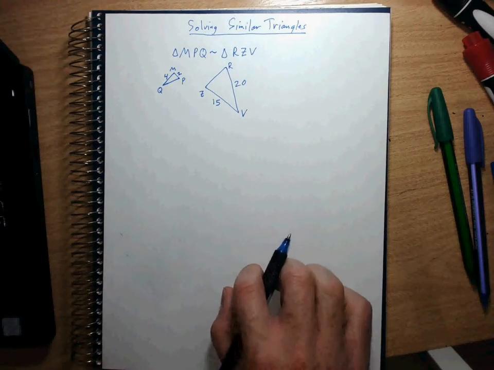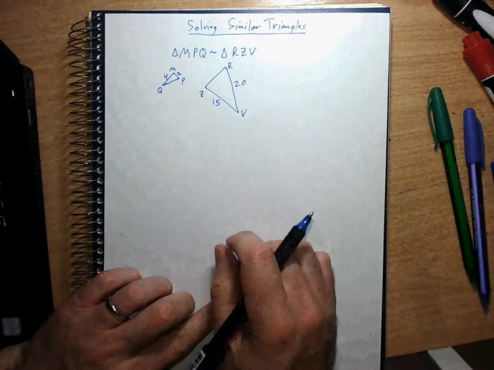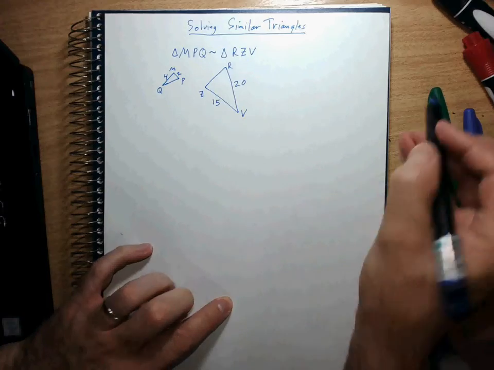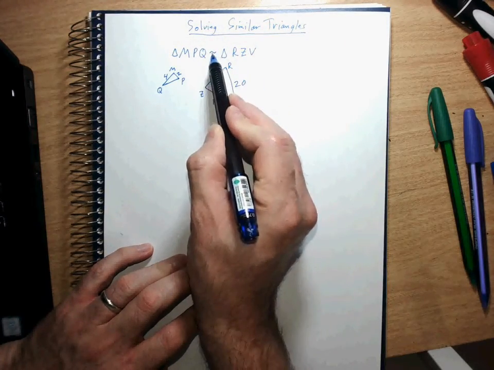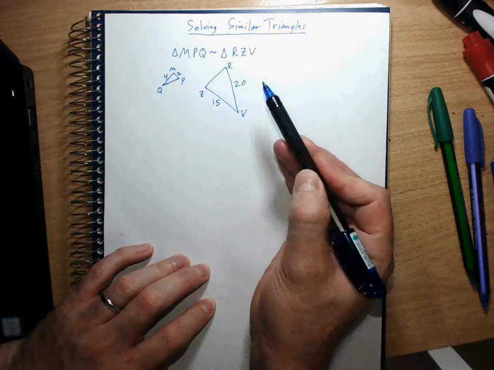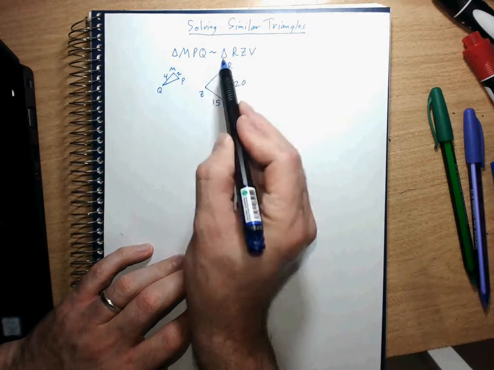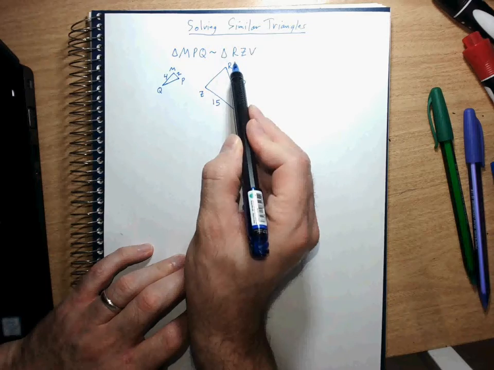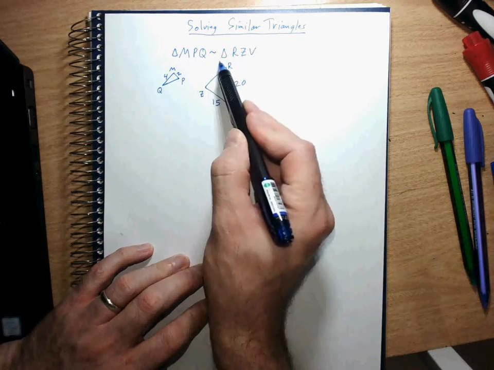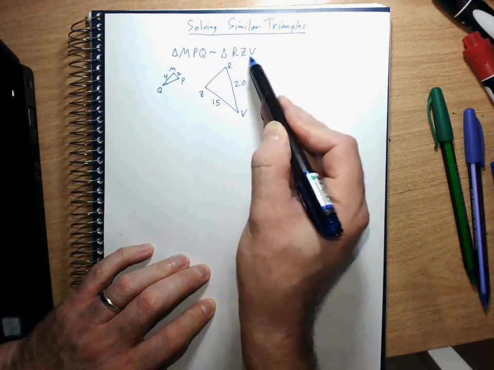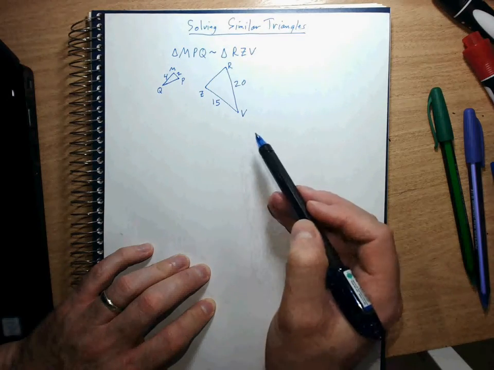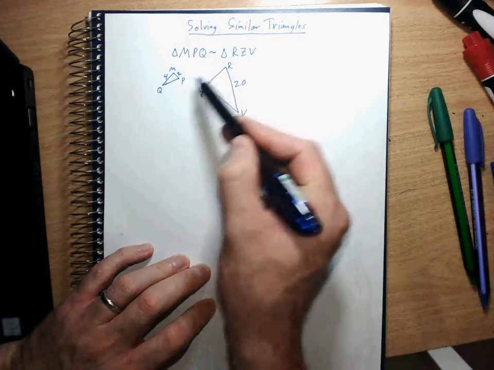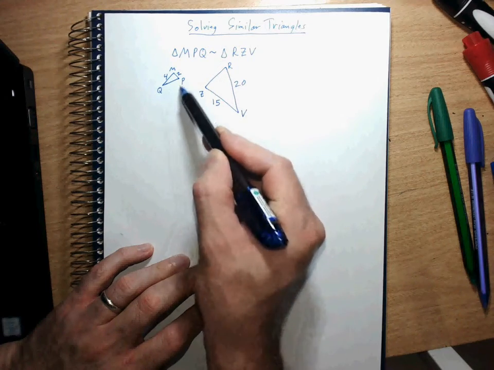Hello, and we're back. We are solving similar triangles today. You'll notice we have this statement here, and this symbol, this little wavy line, what I might call a tilde, means these two objects are similar. Triangle MPQ is similar to triangle RZV. And you'll notice that there are some blanks here, and we want to figure out what those are.